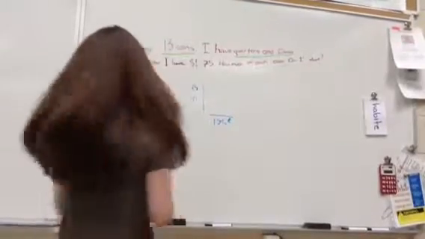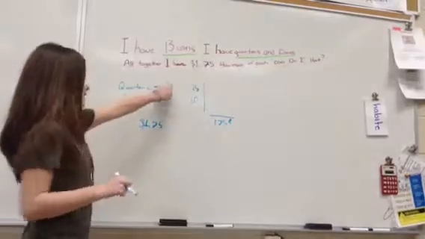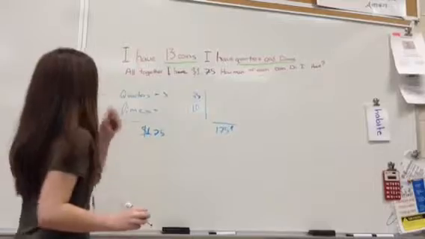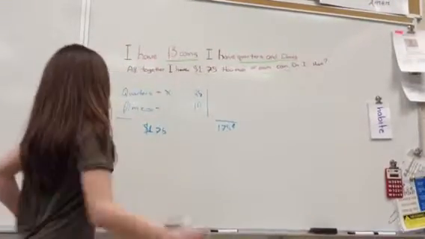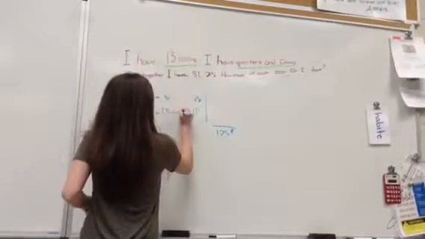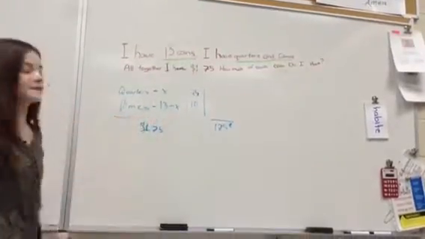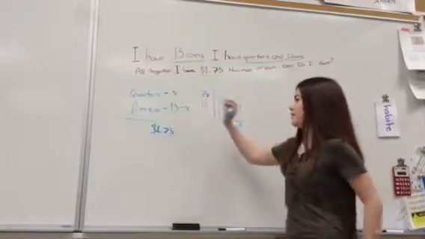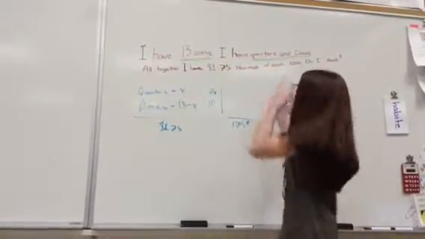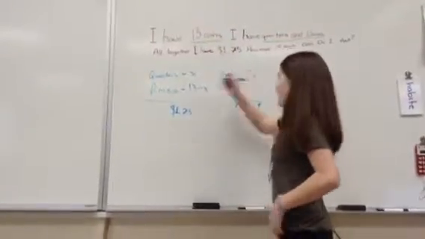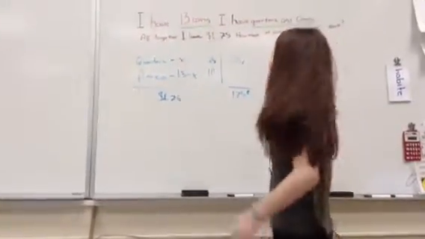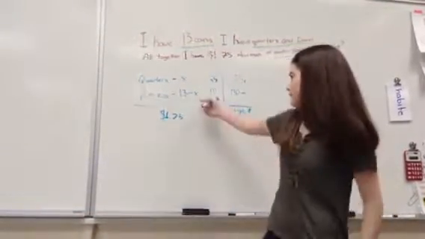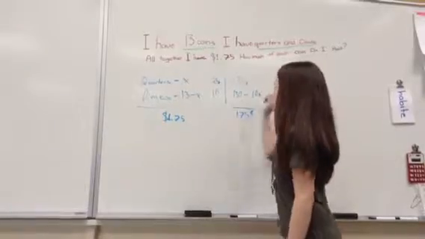So now we're going to put the variables in. The first variable, we have to pick x or y, which we're going to use x. So I'm going to say quarters is x. And since we have 13 coins, we will go 13 minus x, because we don't know how many dimes there are. So now we're going to do the distributive property, which is basically just multiplying the variables through the amount of cents in each coin. So it's 25x, because 25 times x equals 25x. And then 10 times 13 is 130, minus 10 times x, so we have to put 10x.